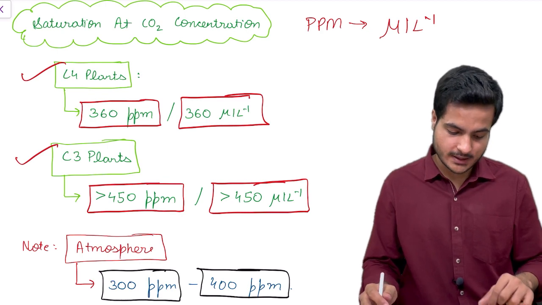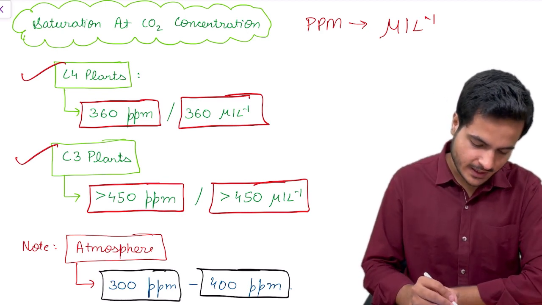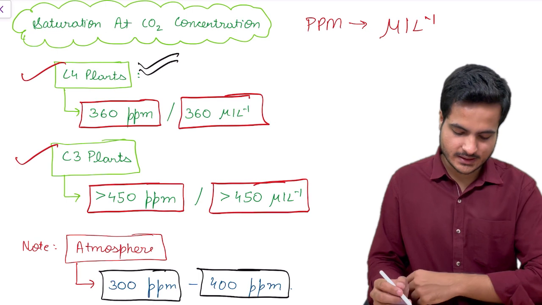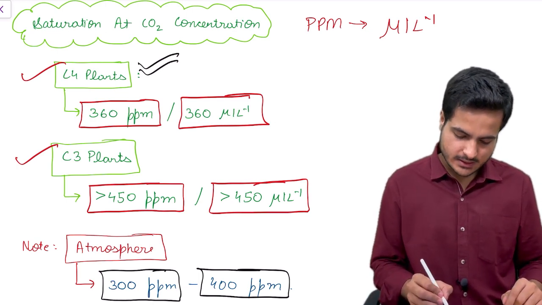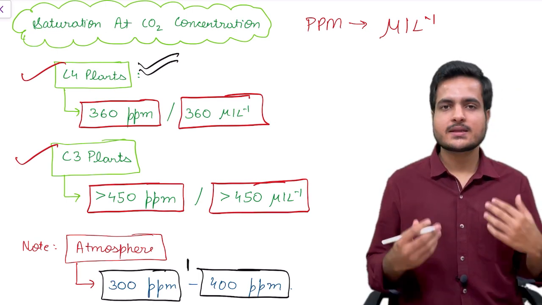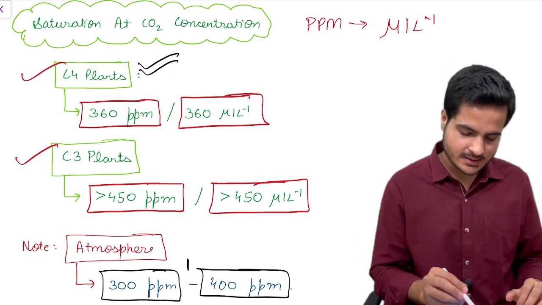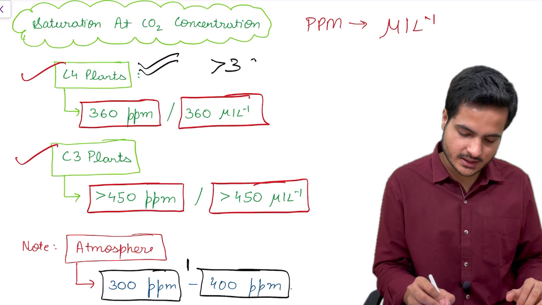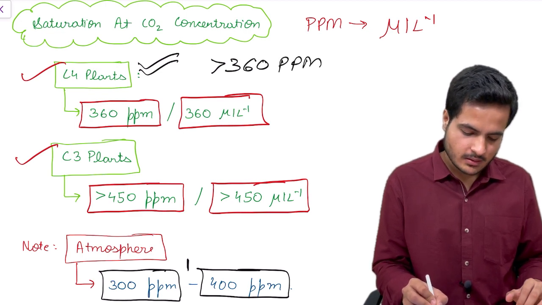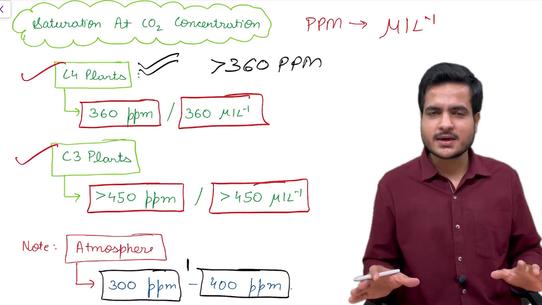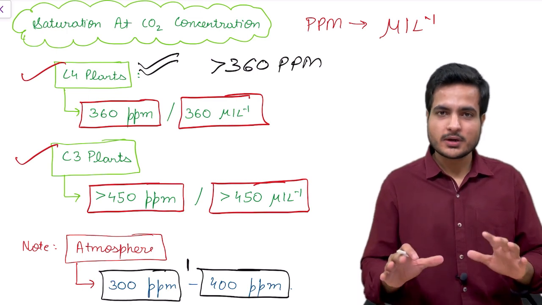That means you could see that C4 plants will never complain of low carbon dioxide concentration, because it is somewhere in between them. They say that we are full, now we do not need more carbon dioxide. If we increase carbon dioxide concentration more than 360 parts per million, C4 plants will say no, it is turning out to be damaging to me, do not increase it further.